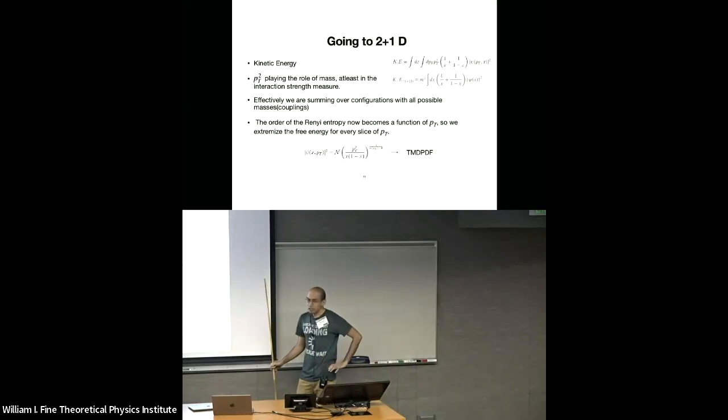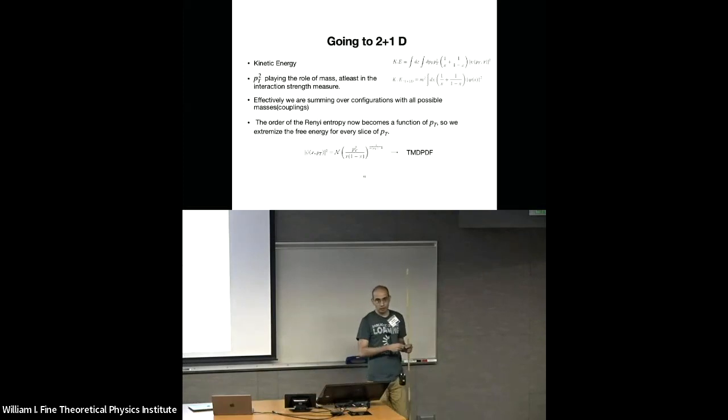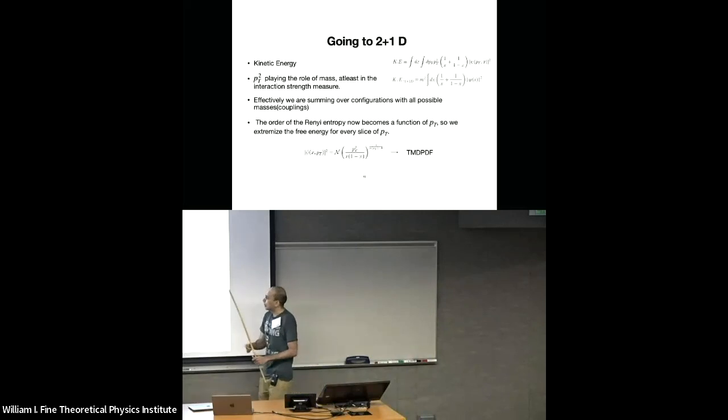So which means that the plot that I showed you, in which alpha varies as a function of m, I have to integrate over that entire plot to get a single mass spectrum for the bound state, because the coupling strength is varying with PT. Okay, so that's the idea. That's what we are doing. Effectively, we are summing over configurations over all possible mass couplings.